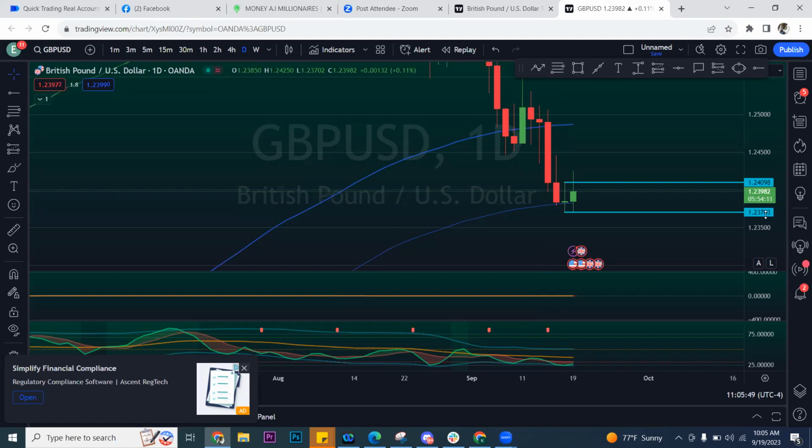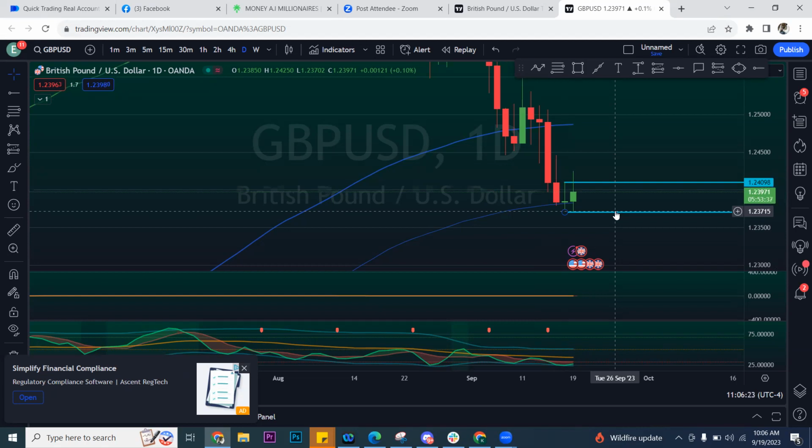So if you would have had $1 a pip inside the market right here, you would be up $28. If you're doing a standard where you're doing $10 a movement, you're up $280 right now. So you can have what you want for sure. It can happen real fast. You just gotta pay attention to what you want to see.